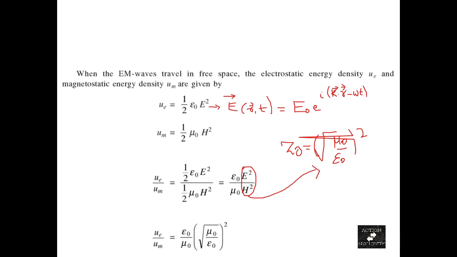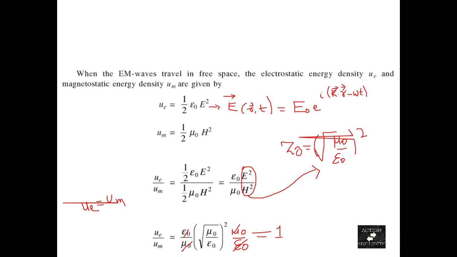If you square it, the root goes. So this comes out to be epsilon 0 upon mu 0, and this particular portion would be mu 0 upon epsilon 0 if you factor out the root as well as the square, and these terms get cancelled out. There's a really interesting feature that comes out here: the ratio of UE and UM is 1, and what essentially that means is UE is equal to UM.